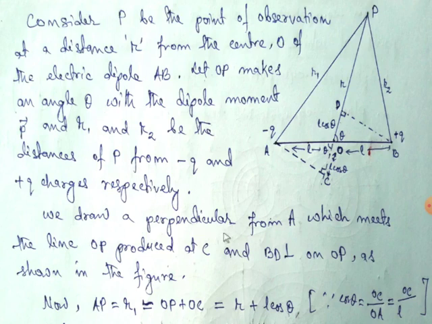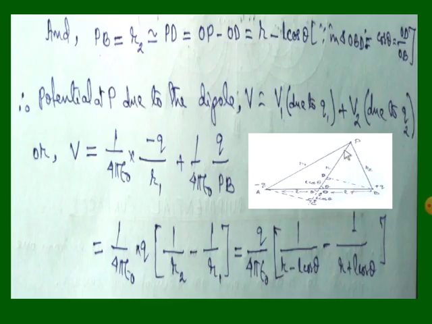We draw the perpendicular from A, as I have said, and we need to find this distance CO and OD in terms of L and the angle theta. Got it? So you will get this L cos theta. Why? Because these are all bases, and your base will be equal to hypotenuse times the cosine of that angle, right? That is what is written here. This is a very simple derivation. You just need to do that simplification, nothing else.